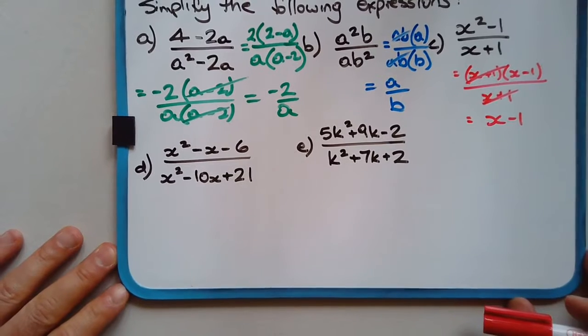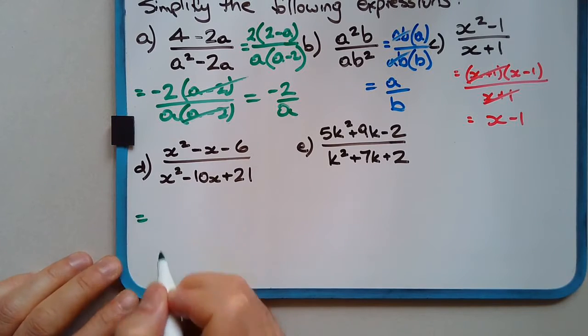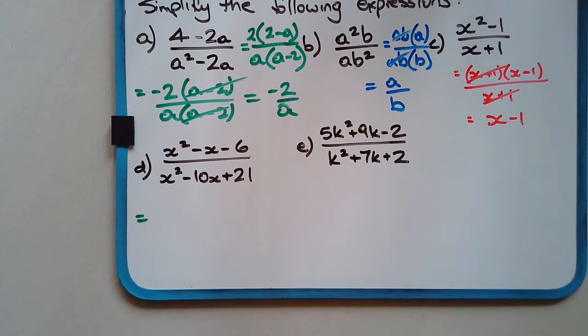Now, let's have a look at part D. So x squared minus x minus 6 over x squared minus 10x plus 21. So this one, well, it's one quadratic divided by another quadratic. Probably makes sense to just factorize them both. They're both monic quadratics, so hopefully fairly straightforward. We can find some nice factors to represent these quadratics.